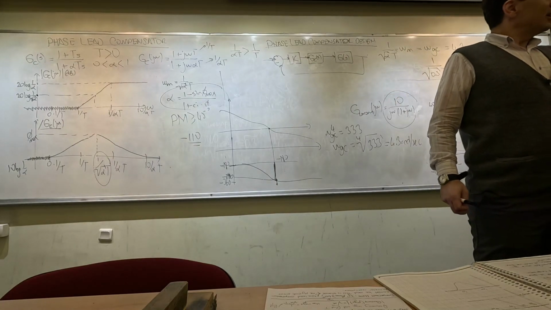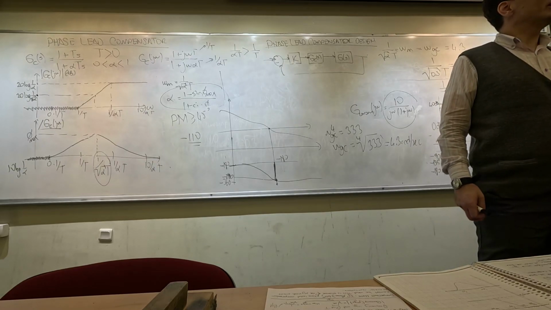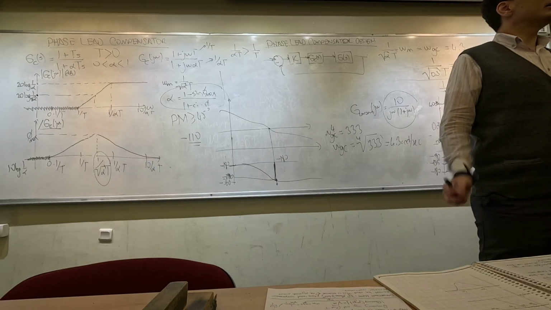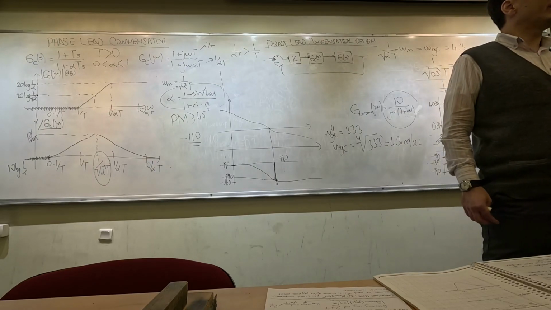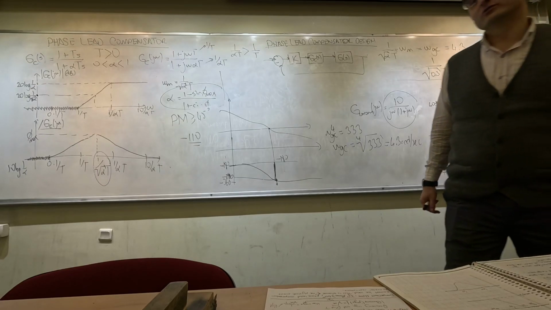So what should I do? Yes, I need to use 2 or 3 phase lead compensators at the same time. Okay? I concatenate them and I add this phase using more than one phase lead compensator. Okay? I can actually do that.